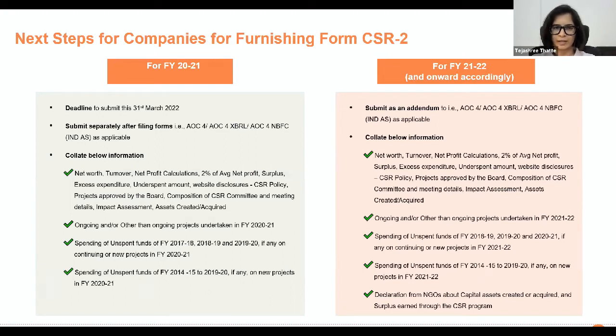But please remember the date of 31st March 22, which is almost a month's time away. On the right hand side, we are talking about financial year 21-22. For that, you will need to fill this form CSR2 as an addendum to other statutory filings. You see here some examples, AOC4, AOC XBRL. These are some statutory disclosures that a company does depending on the kind of your business. Whenever these are filed, as an addendum to that, you also have to put this form CSR2. You may want to take a screenshot of this slide so that you can keep it handy while filing the forms.